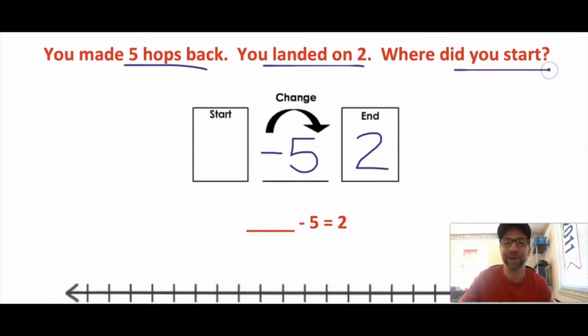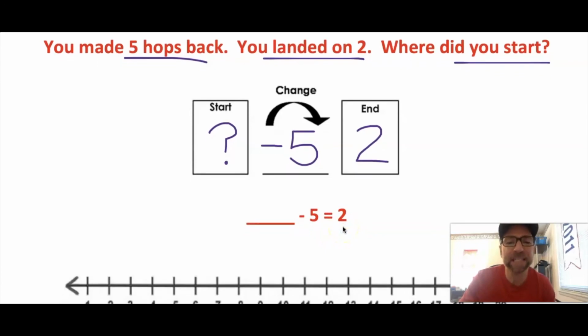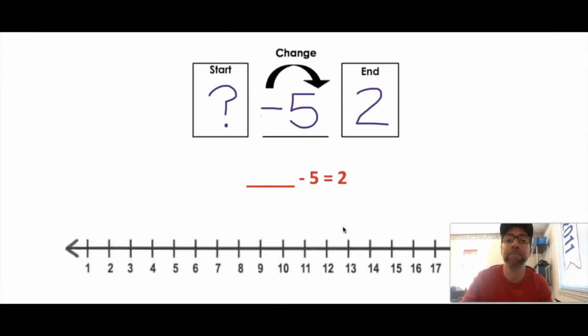Where did you start? I'm going to put a question mark in the start. Notice this time, our question mark is at the beginning. Missing number minus 5 equals 2. Well, let's see how we can solve this on our number line. We ended up at 2. So let's put a dot on the 2.